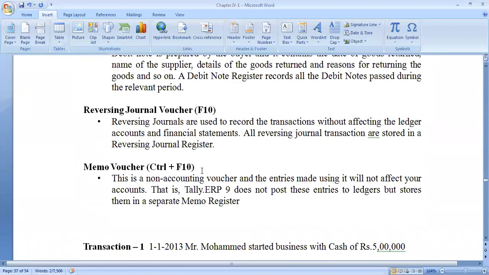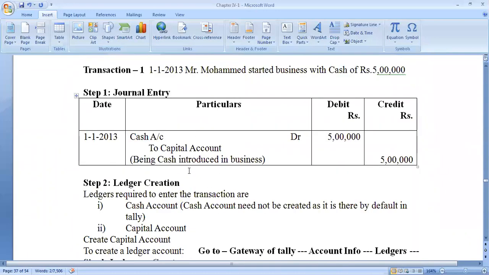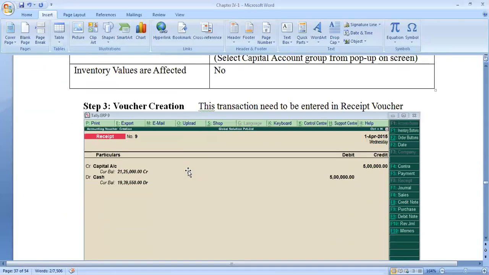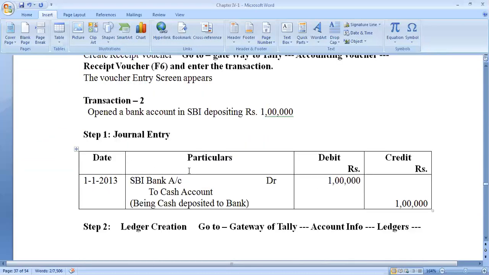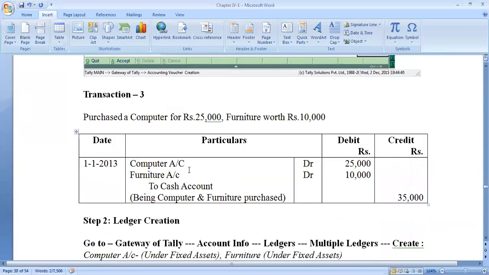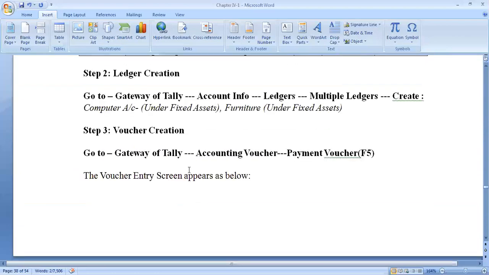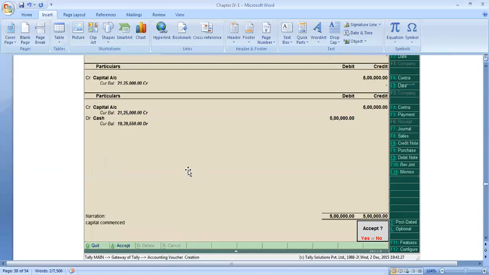So we shall see credit note voucher, debit note voucher, reversing journal voucher, which only a few companies are going to select. Okay. Memo voucher. And also we shall see certain voucher creation transactions and the entry transactions.